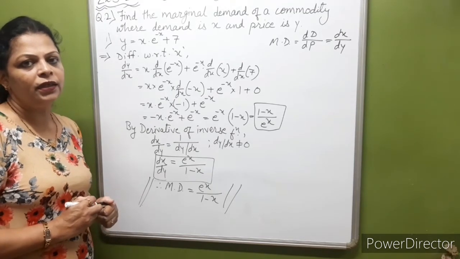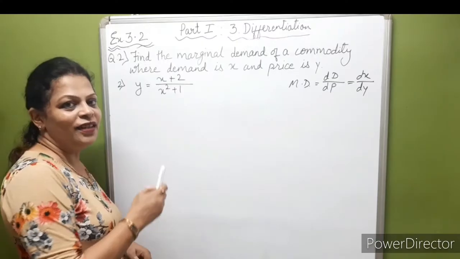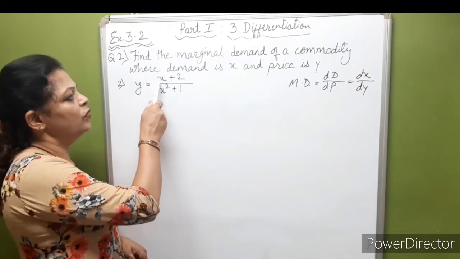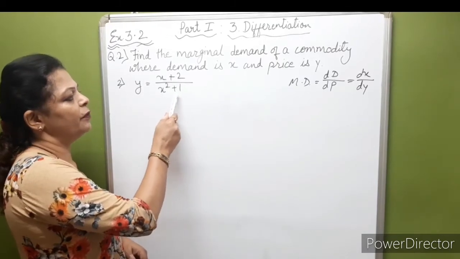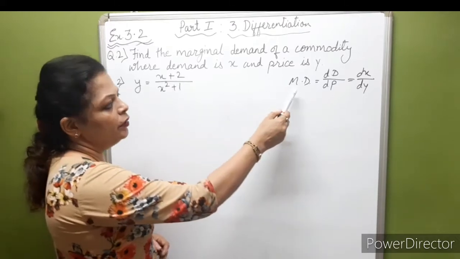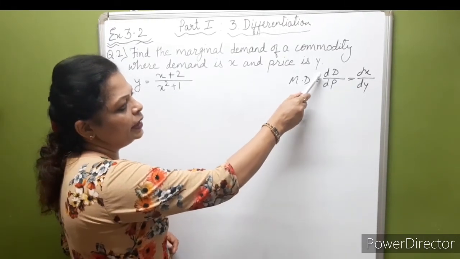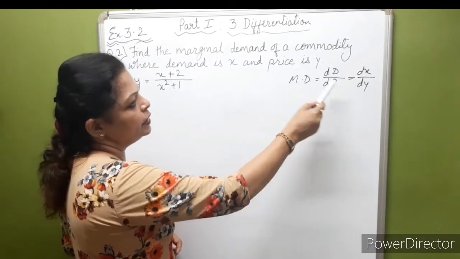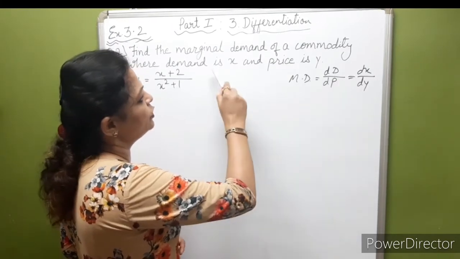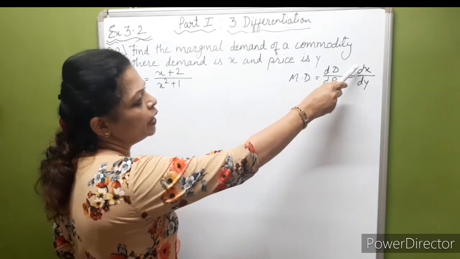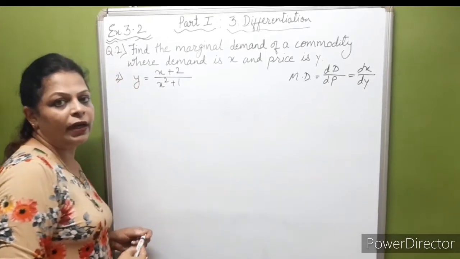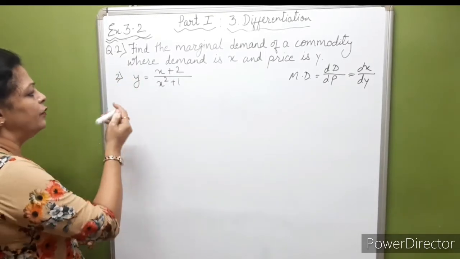Right? Let's start the next sum. So see the second sum. Y is equal to x plus 2 upon x square plus 1. As you know, we have to find a marginal demand, which is dd upon dp. In this question the demand is denoted by x and price is y. So we have to find dx by dy. Right? So let us differentiate.